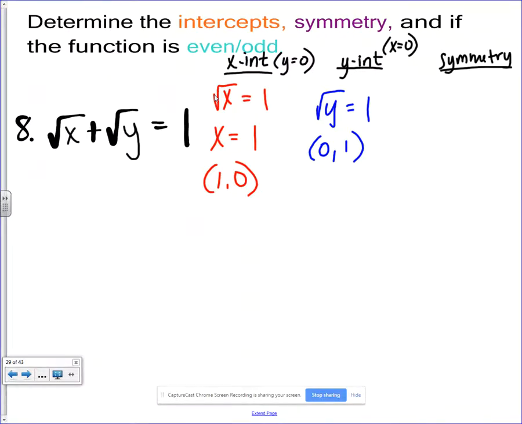Oh, I'm pretty sure we can just think about all of these. Will x-axis symmetry work if I make the y negative? No. Will y-axis symmetry work if I make the x negative? Will the origin symmetry work if I make them both negative? No, because they're both going to be negative under square root. So this thing has no symmetry. What's it look like?